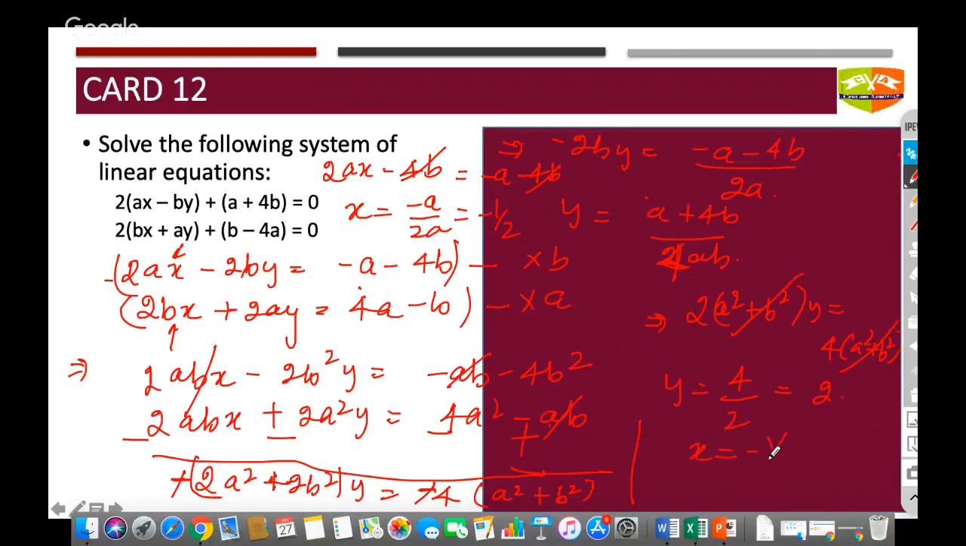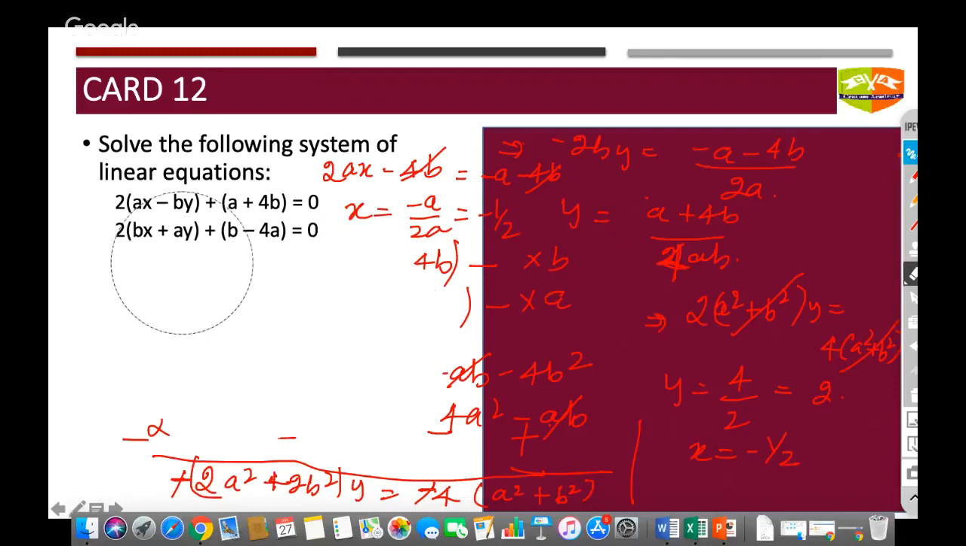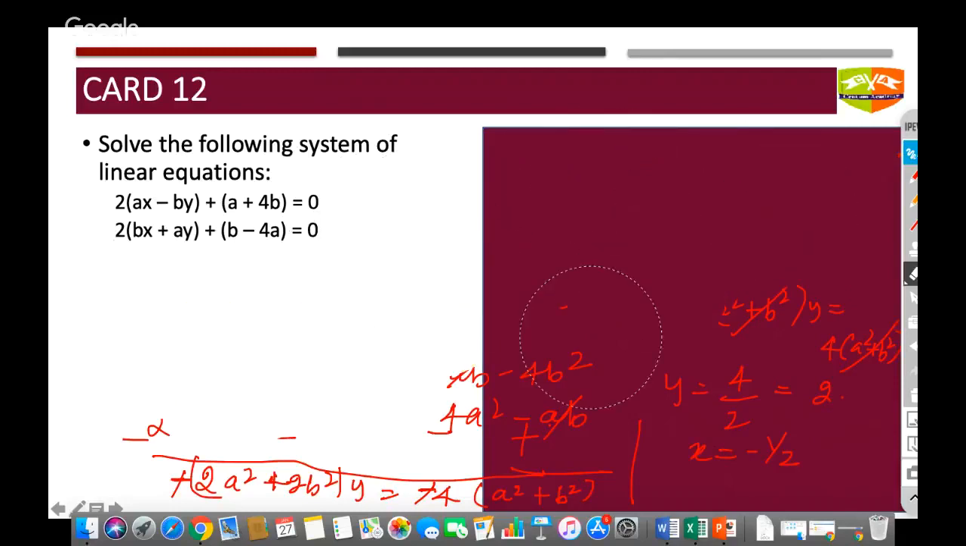So x comes out to be minus 1 by 2. In this kind of question, you can't substitute the values of x and y, or substituting the values of x and y is a bit tedious. What we need to do in this particular condition is use the substitution method.